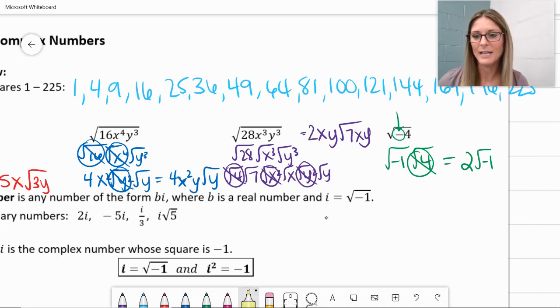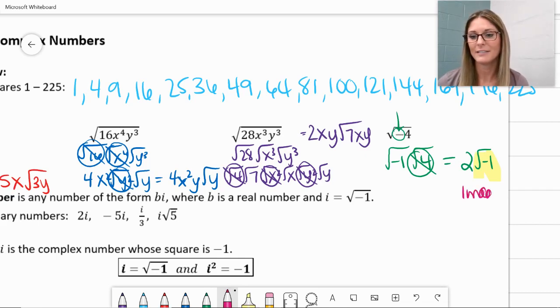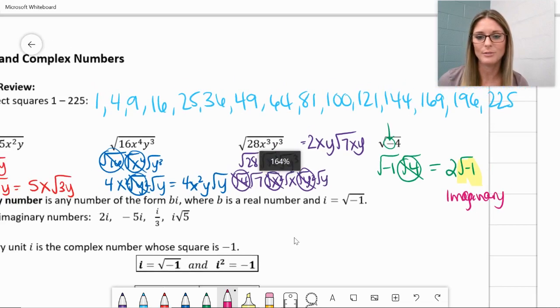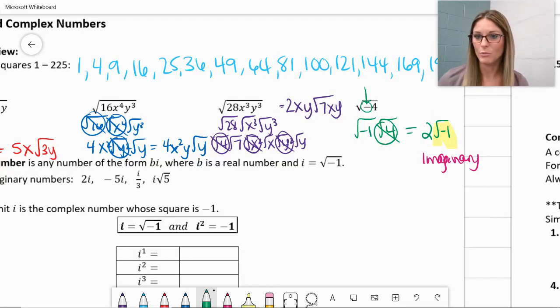Let me highlight this. That square root of negative 1, that's an imaginary. And we're going to look here on our notes. The square root of -1 is equal to i. It's right there. So let's read that definition. An imaginary number is any number of the form bi, where b is a real number and i is equal to the square root of -1. So where I wrote the square root of -1 over here, we would replace that with i. A cute little cursive lowercase i would replace that.